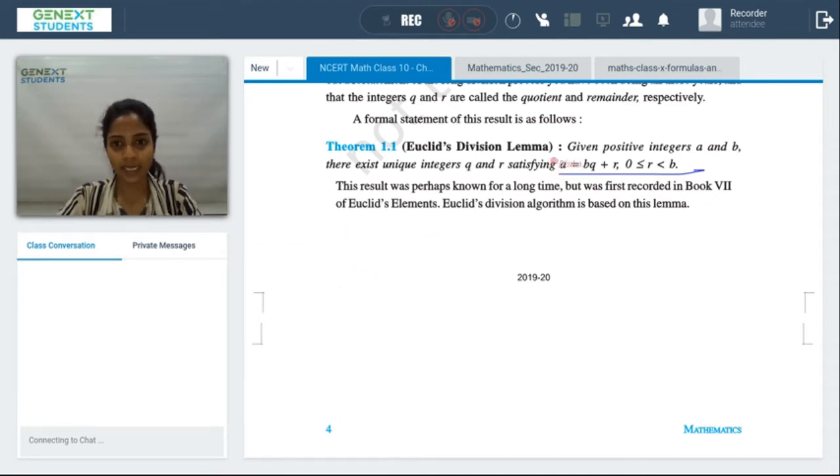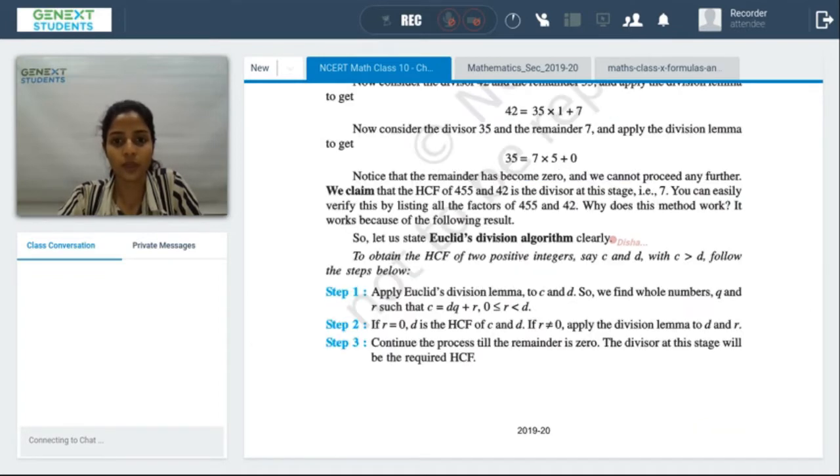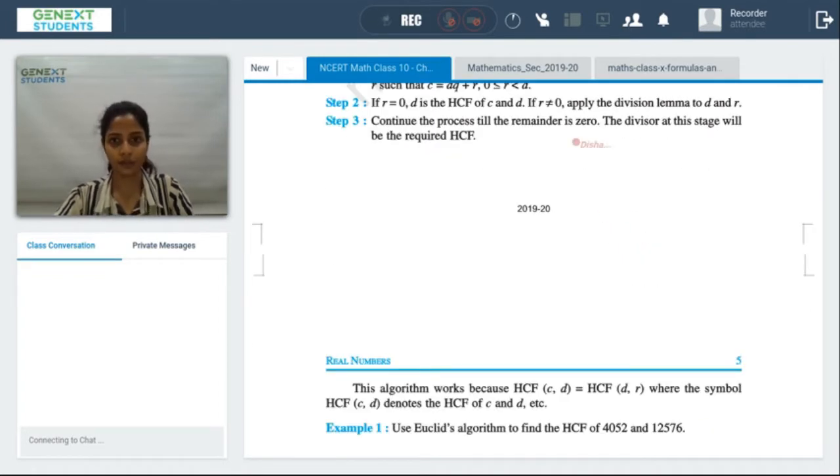So this is in the same form. Dividend equals divisor into quotient plus remainder, where R is the remainder. In this case, R lies between 0 and B, so the remainder will always be smaller than the divisor. That is what Euclid's lemma says. We'll be doing one question over here so that you'll get a clear idea of it.